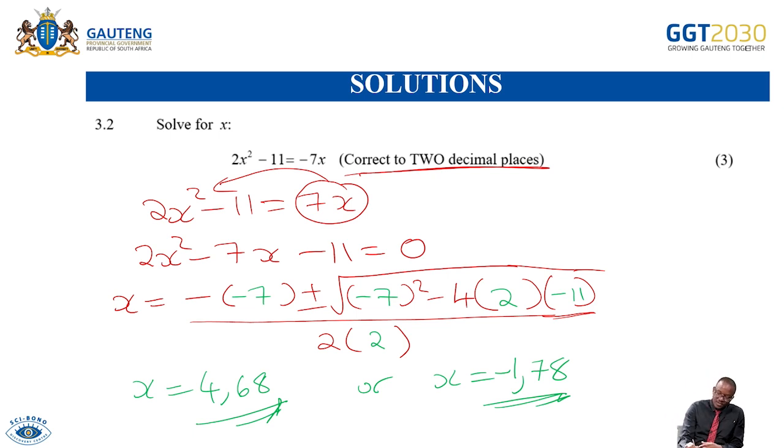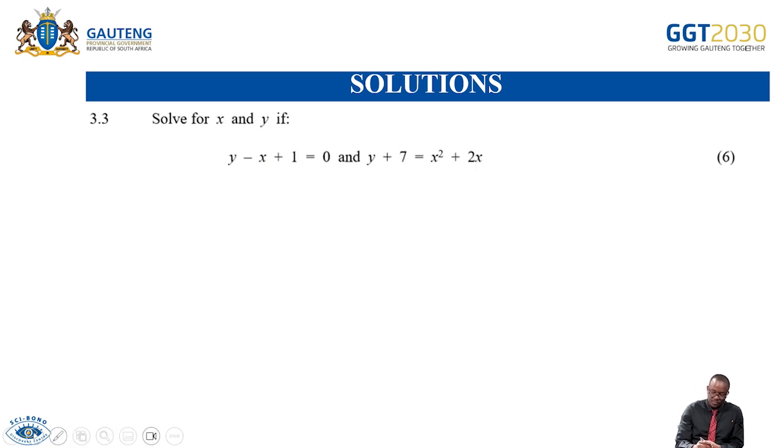Now 3 marks, they will still give you 1 mark for standard form, 1 mark for factors and 1 mark for both x values. Sometimes they give it as 3 marks, sometimes as 4 marks, but the method is the same. So moving forward, we now have another question of simultaneous equations. We have to solve for x and y.